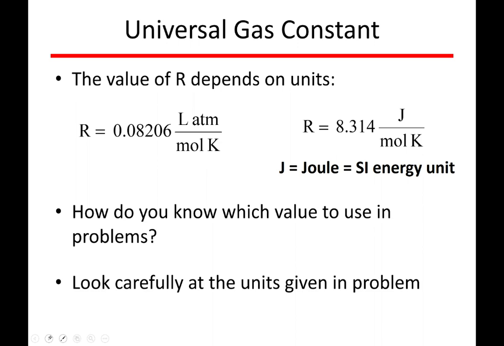What guides you should always be the units. Always take a careful look at the units that you're given in the problem. If you have a problem where you're given a volume in liters and you have to calculate a pressure in atmospheres, then you're going to want to use the small r. If you have a problem where you're asked to calculate the kinetic energy of a gas in joules, then you'll want to use the big value of R, 8.314. So look very carefully at the units to give you a guide on which R you're going to use to solve the problem.